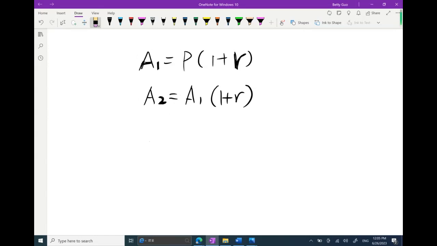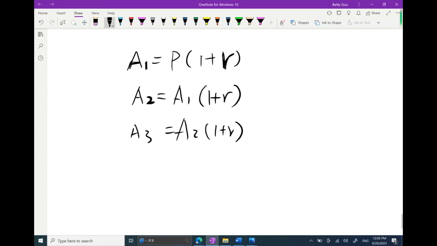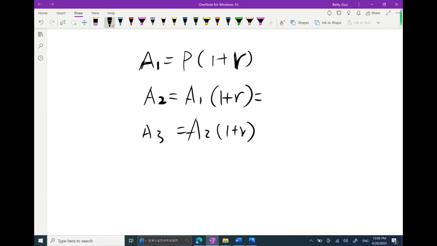During the third year, your interest rate will be applied on A sub 2, not P or A sub 1, because your principal is growing, right? All the money in your account is going to be the new principal. So by the end of the third year, your account is going to have A sub 2 times 1 plus R, right? So let me continue from here.